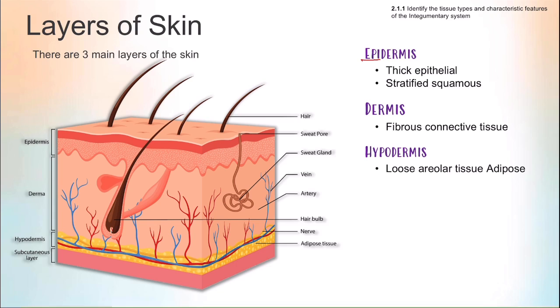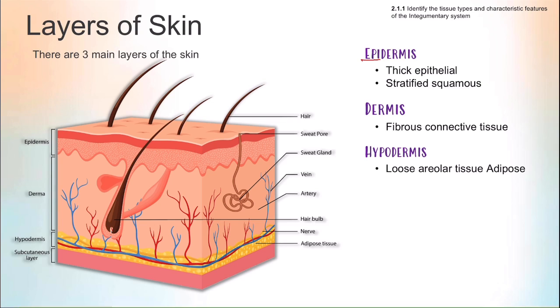Next is going to be our dermis. So our dermis is going to be lots of our fibrous CT. And we will see that this will be typically the thickest layer. So we're going to have lots of blood flow here. We're going to have some of our exocrine glands here. We will also have things such as our hair follicles beginning in here.